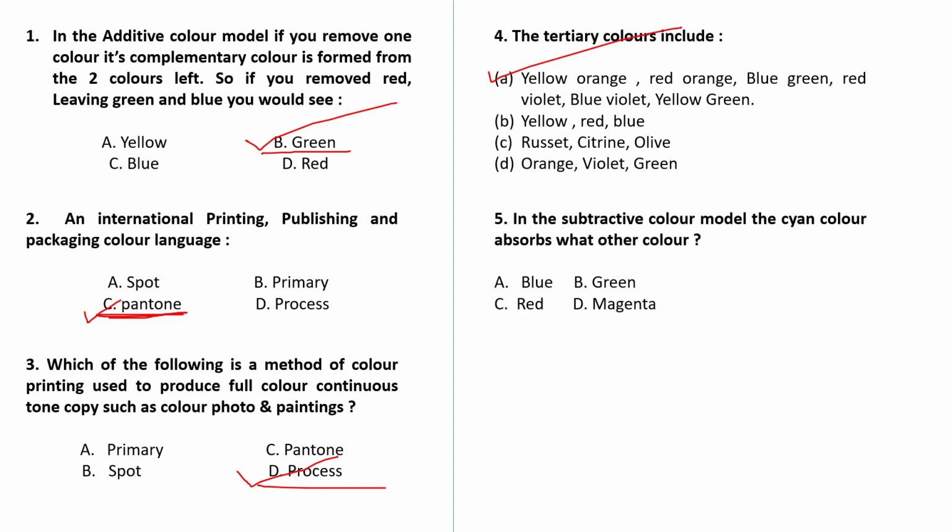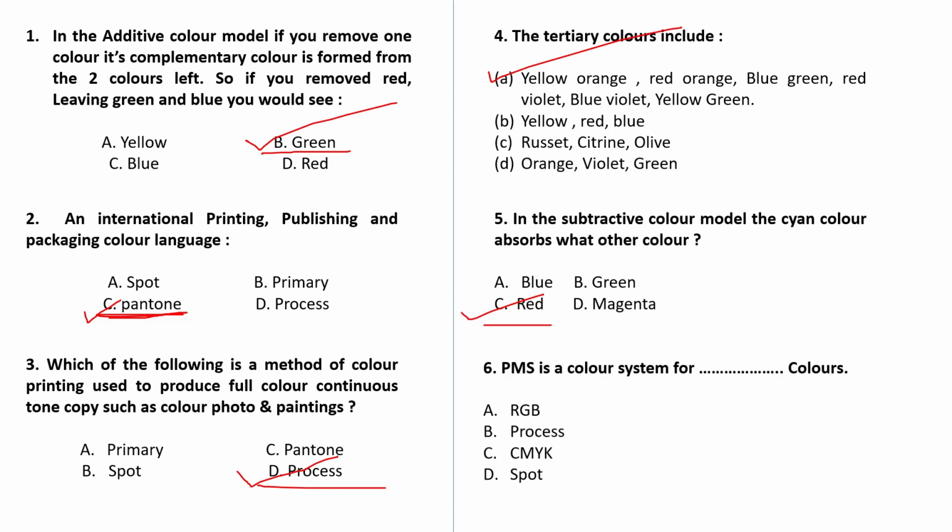Then talking about the fifth question: in the subtractive color model, the cyan color absorbs what other color? So the option is C, red. Okay, why? Because cyan, magenta, yellow are the subtractive primary colors. Each of them absorbs an additive primary color: cyan absorbs red, magenta absorbs green, yellow absorbs blue. So the correct answer is C, which is red.